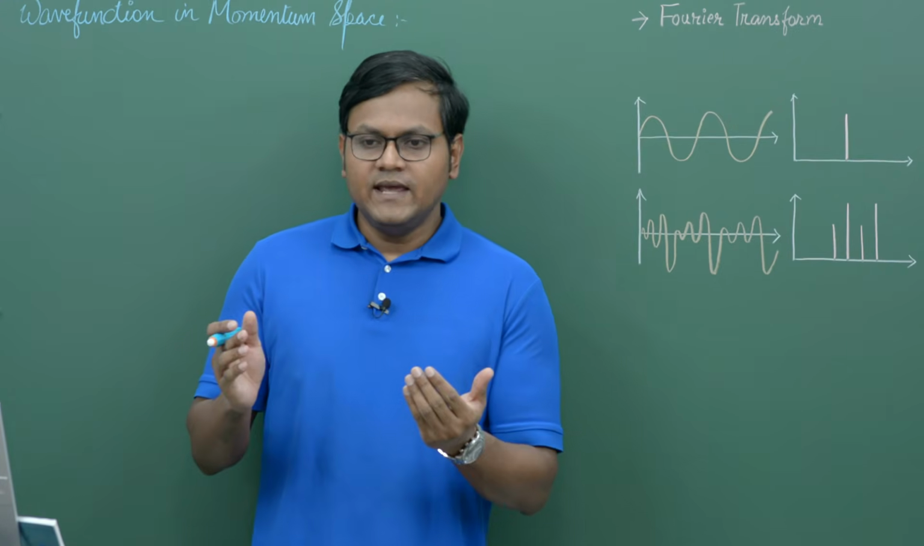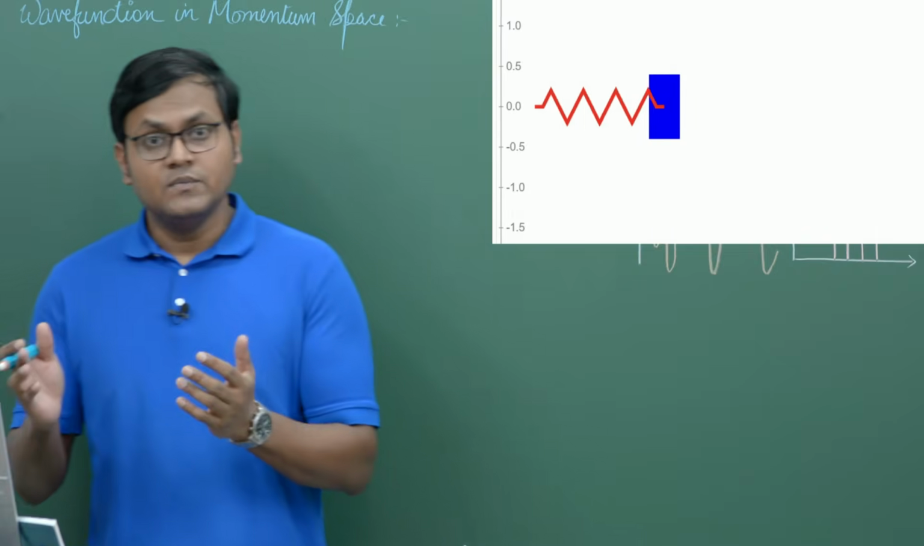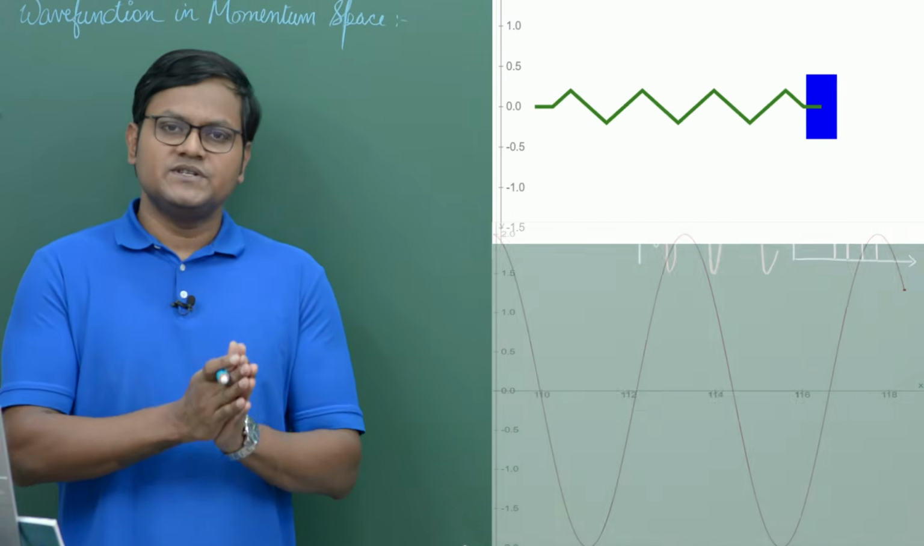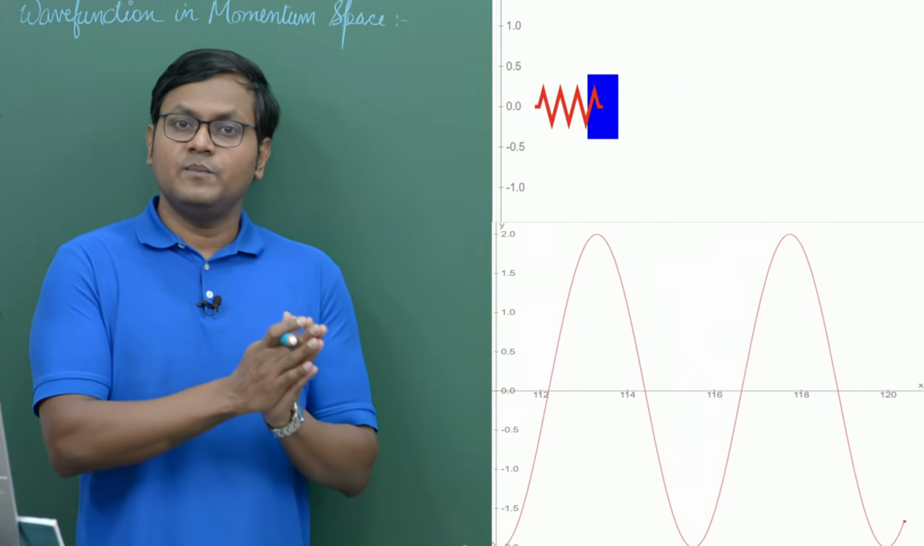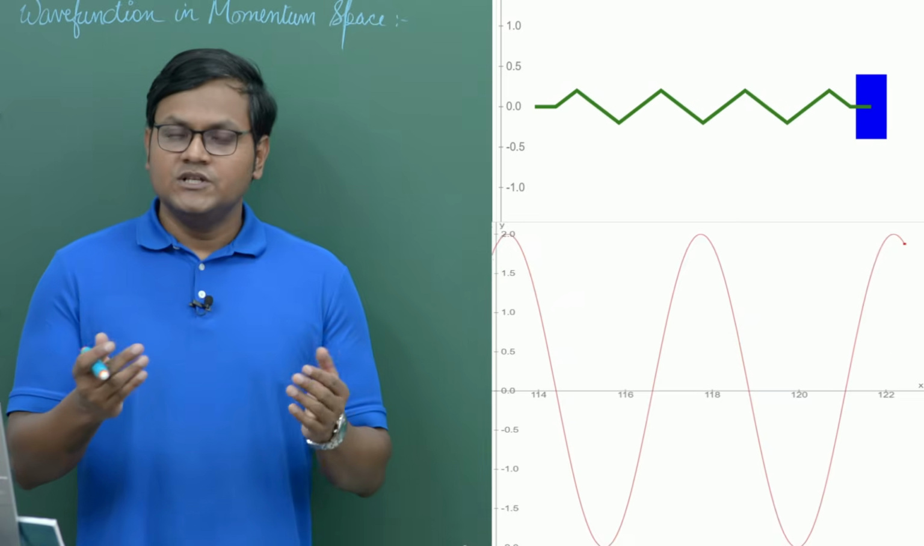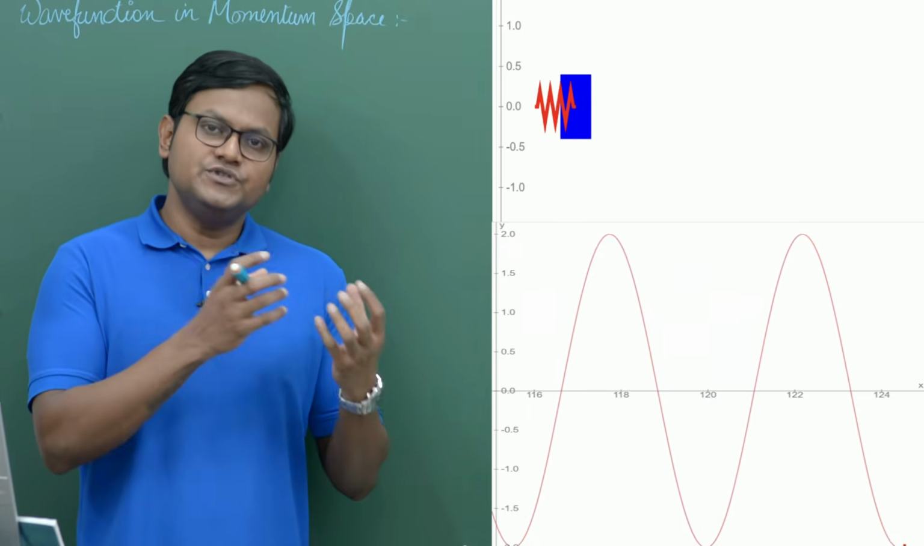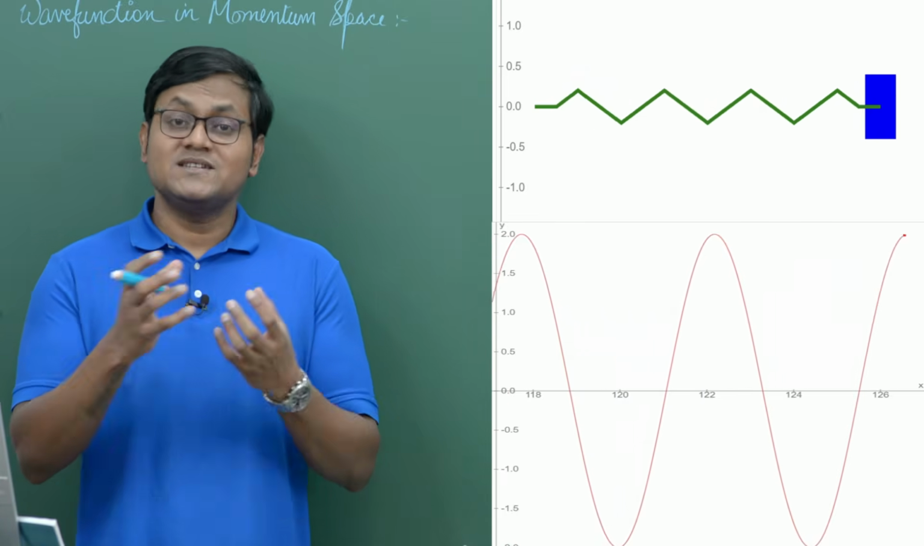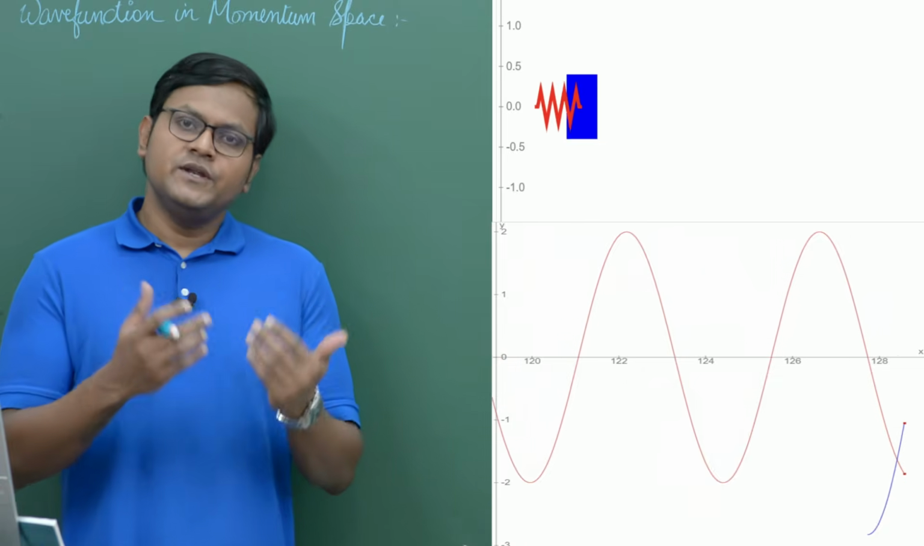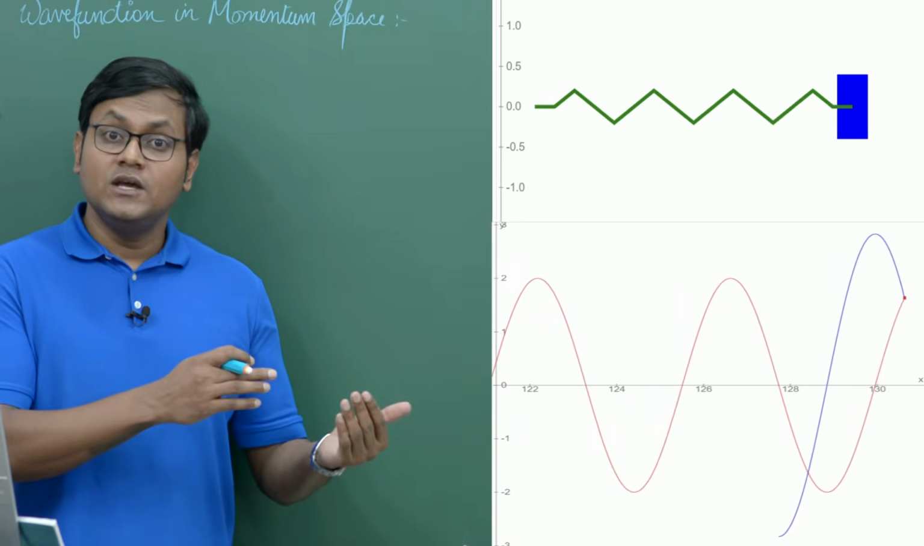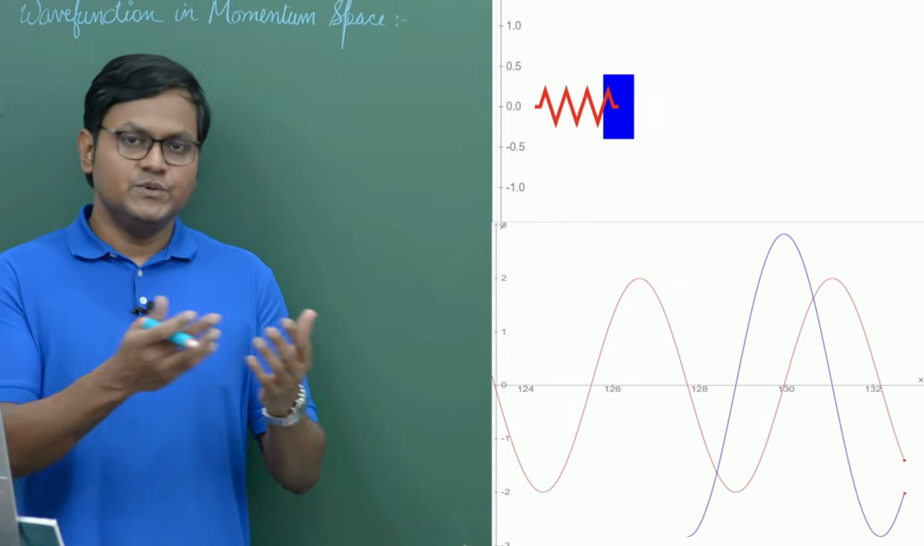For example, if I take the example of a spring mass system, then we are usually interested in studying the position of the particle versus time. So we want to understand how the position of the particle changes with time. Sometimes we are also interested in studying how the velocity or the momentum of the particle changes with time.